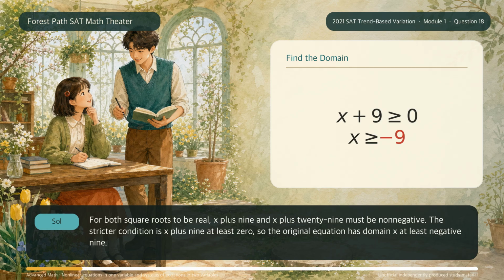For both square roots to be real, x plus 9 and x plus 29 must be non-negative. The stricter condition is x plus 9 at least 0, so the original equation has domain x at least -9.